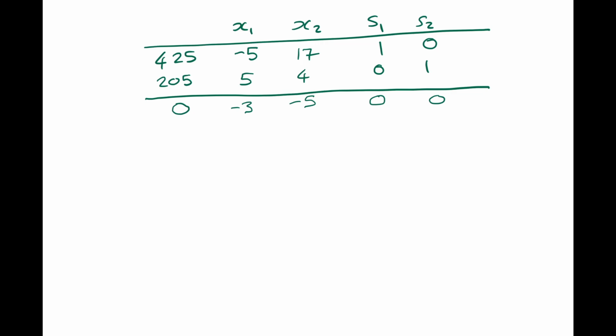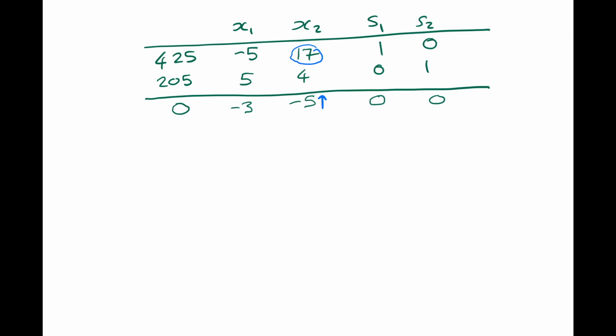To carry out the simplex algorithm, we'll first find our pivot. So we want to find the most negative value in the objective row. This will be minus 5 corresponding to x2. And to find our pivot, we will take the ratio between our left-hand side and our work column x2. So 425 divided by 17, that is 25. 205 divided by 4, that is just over 50. So the least positive value there is 425 divided by 17. And so this becomes our pivot.